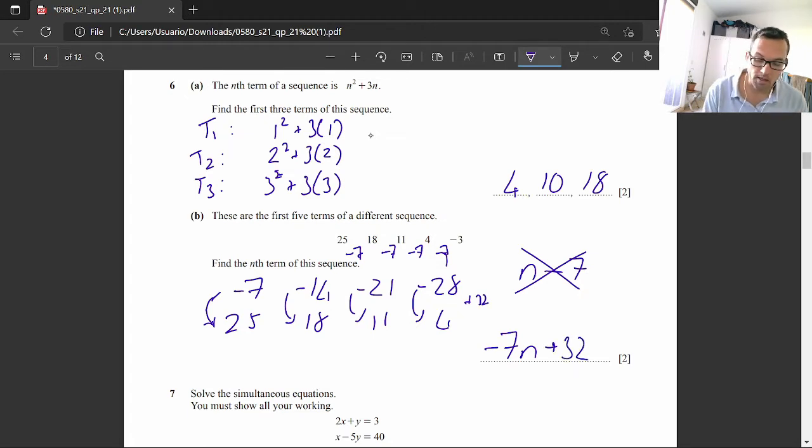Maybe an easier way to find that plus 32 is continue the sequence in the opposite direction. So if we go the opposite direction, we need to add 7 each time, add 7 here, we get 32. Call that the 0th term. That is usually what gets added to the end.